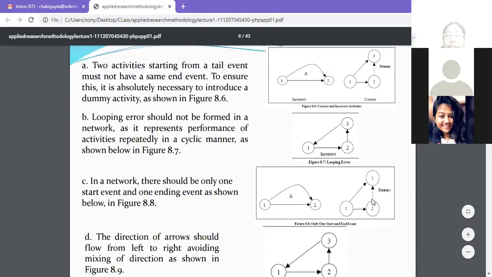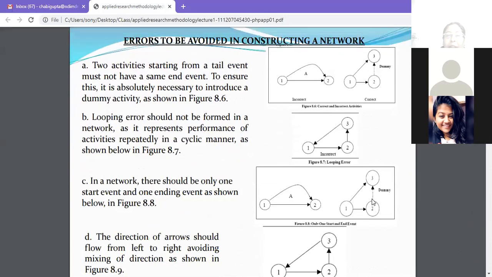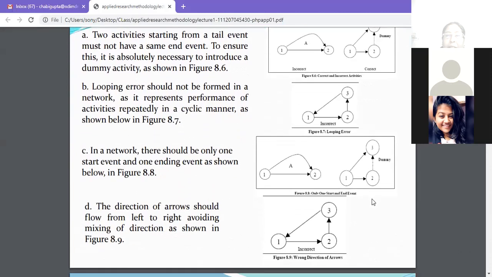While constructing a network, you cannot have loops. These arrows should be straight. You cannot have loops like in figure 8.7. In figure 8.8, only one start and one end event can be there, and wrong direction of arrows is not possible, as in figure 8.9.